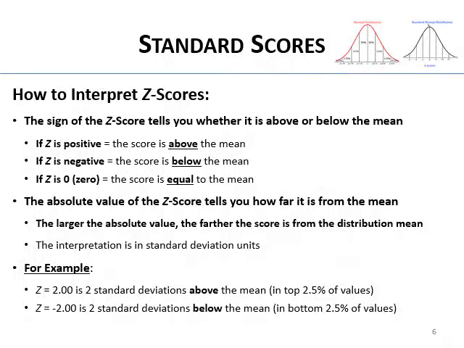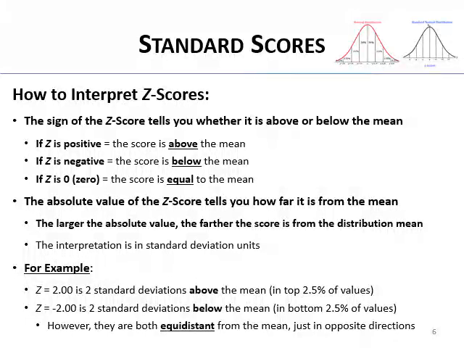A Z-score of -2 is 2 standard deviations below the mean. It's also equally far from the mean, but low, right? Because it's -2. So that is an extremely low score. They're both equidistant, though, from the mean, just in opposite directions. They're both equally far from the typical score in the distribution. First one is really high, and the second one's really low.